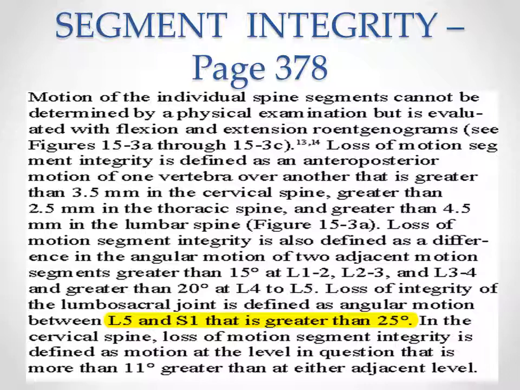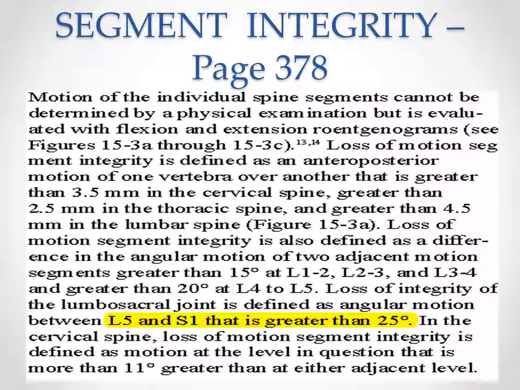Okay, continuing on page 378, the AMA guides state that motion of the individual spine segments cannot be determined by a physical examination, but is evaluated with flexion and extension röntgenograms. So they don't describe lateral flexion röntgenograms, and there are no rotation röntgenograms, so we're going to be concerned with flexion and extension movements. Okay?